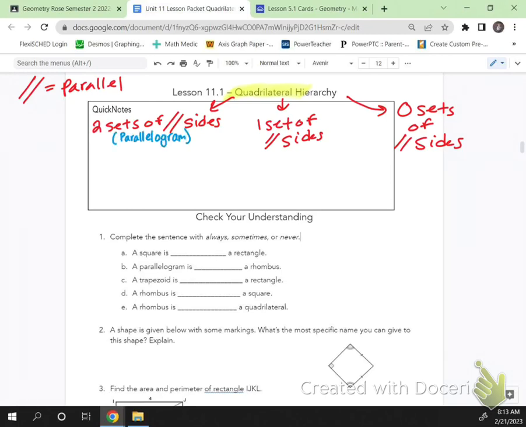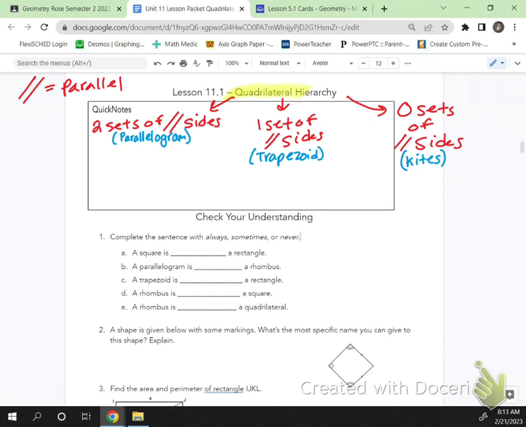Which figure had just one set of parallel sides? A trapezoid. Again, as we keep going, we're going to get more specific. So what shape would you expect to be at the end of this? A square. Which one had 0 sets of parallel sides? Was it in your card sort? Did you have a kite? Yeah. Okay. Kites have 0 sets of parallel sides. And we're going to do a whole lesson on kites towards the end of this unit.